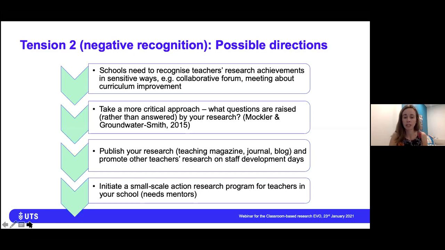Also publishing your research. So many different ways that you can do this. It doesn't have to be formal. It can be really informal, like a blog or a teaching magazine, to promote the research. And you could also initiate a small scale teacher research program for teachers in your school. So once you've taken part in a program like this one, you could become a mentor for others. And that's a really wonderful way to take it forward and to change some of those perceptions that might be occurring in your school. Hopefully not, as I said.